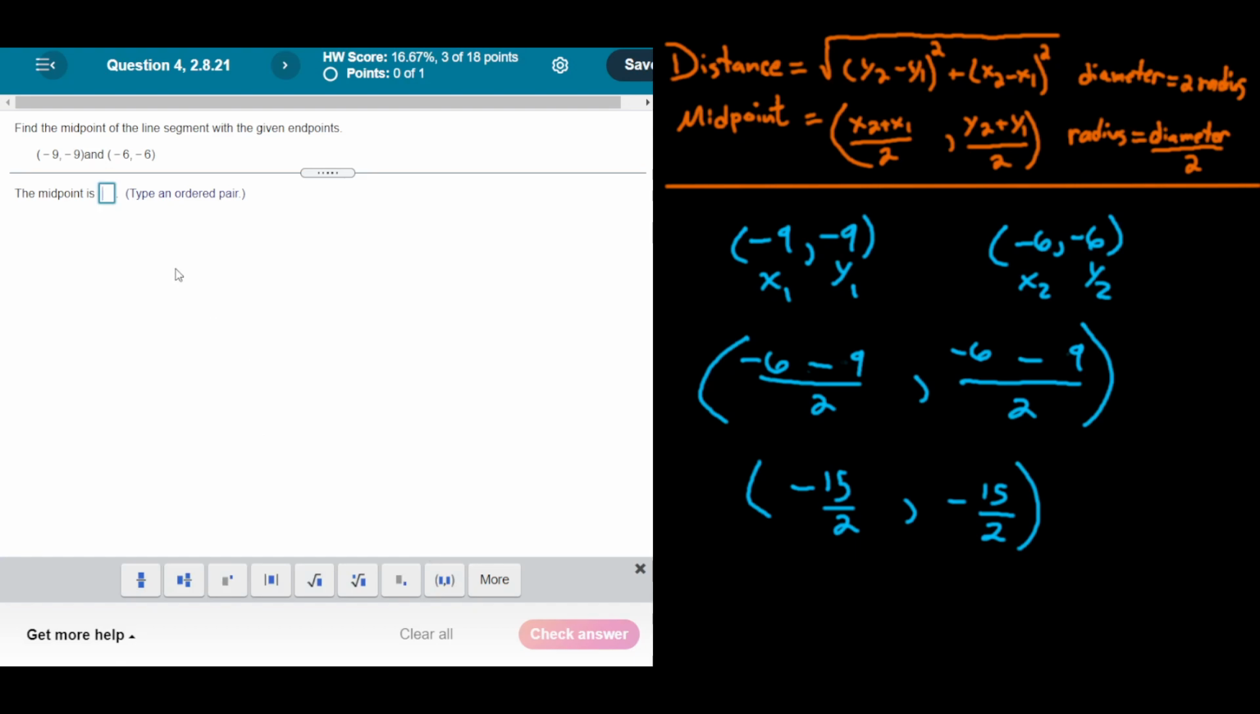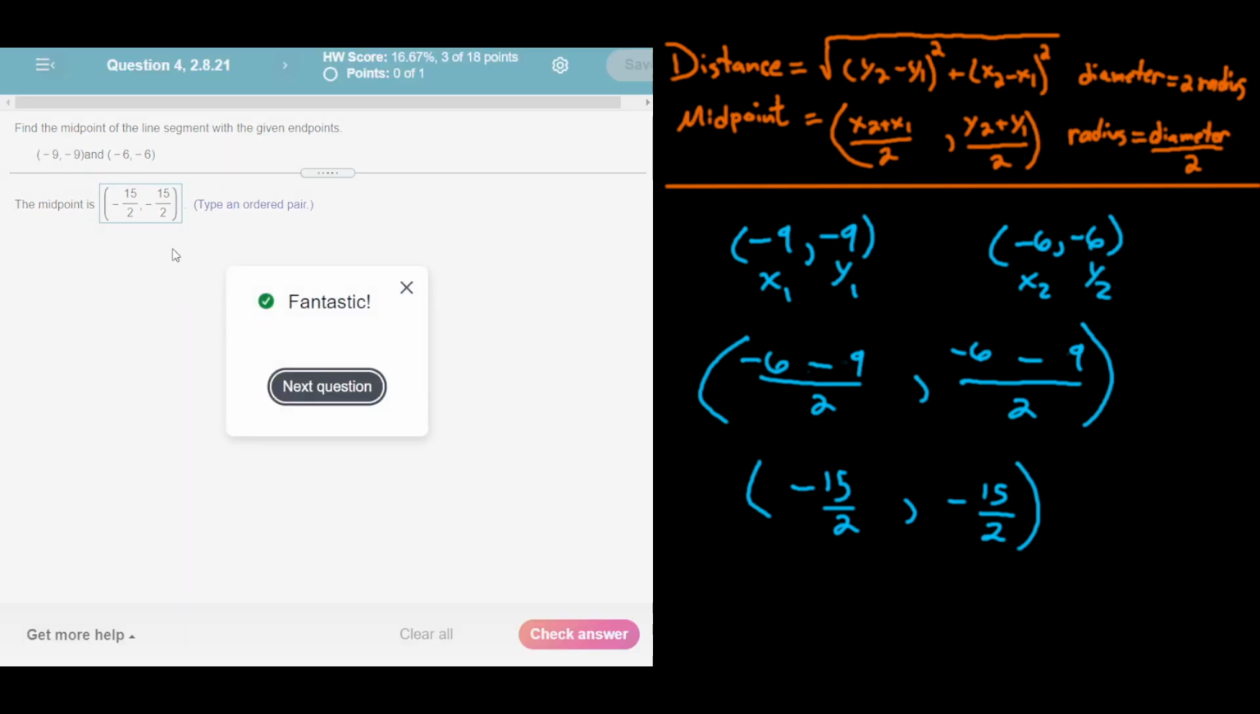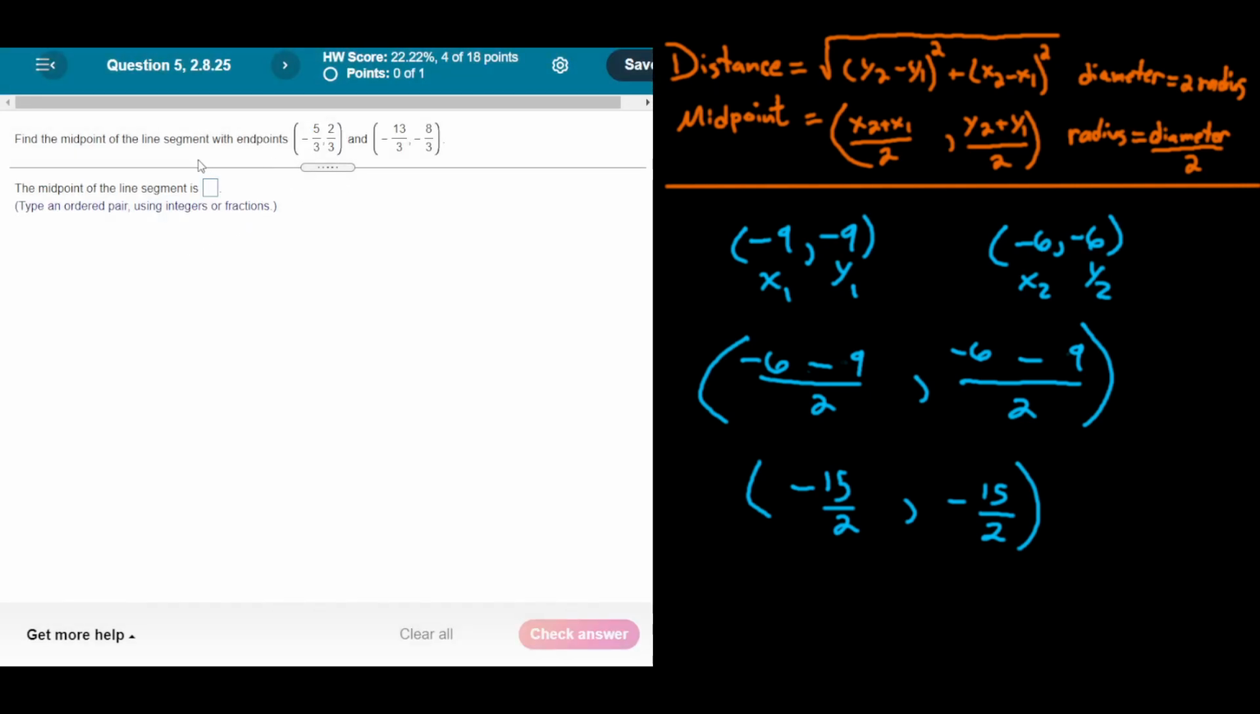So we can go ahead and hit the coordinate button right here and just put our answer in. So this is negative 15 divided by 2 and negative 15 divided by 2. Let's delete this. I don't know why that didn't work. All right, there we go. Don't forget your comma in between, okay? And that's it. All right, midpoint.